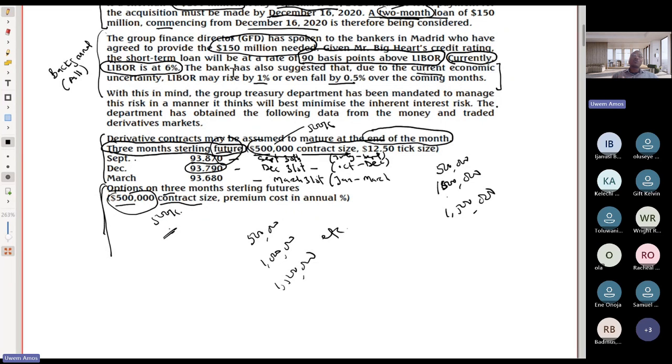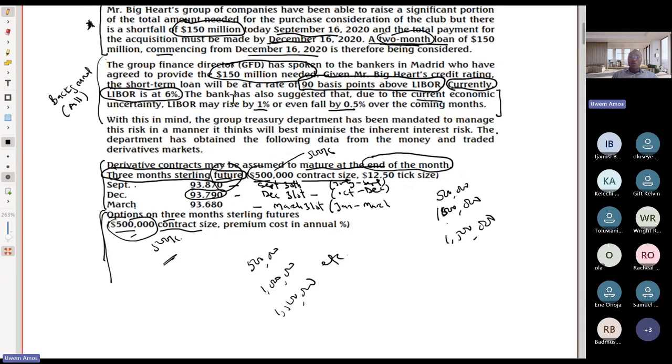So if, for example, the option was 200K and the futures was 500K, we would use 500K under futures and then we'll use 200K under options. So please pay attention to that so you don't mix them up. They're two different things. So the contract size is 500K.